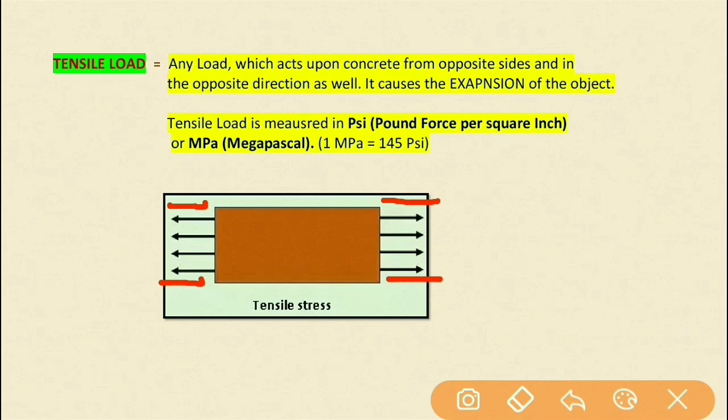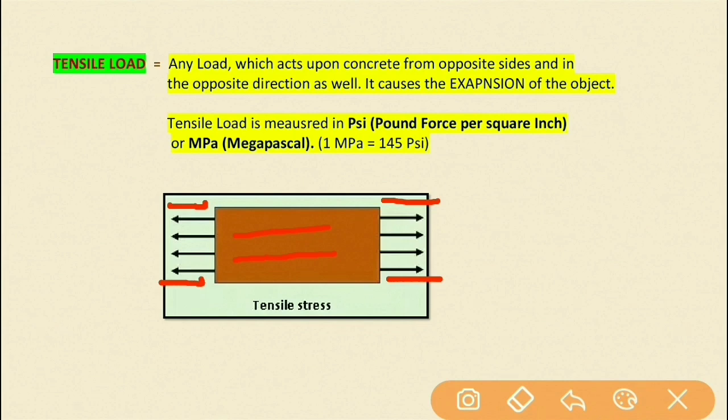Like this object, this beam is facing tensile stress. This force causes the expansion of the object. The beam will expand, or the beam will elongate. So this causes the expansion of the object. Similarly, tensile load is contrary to compressive load. So concrete faces both tensile load and compressive load.